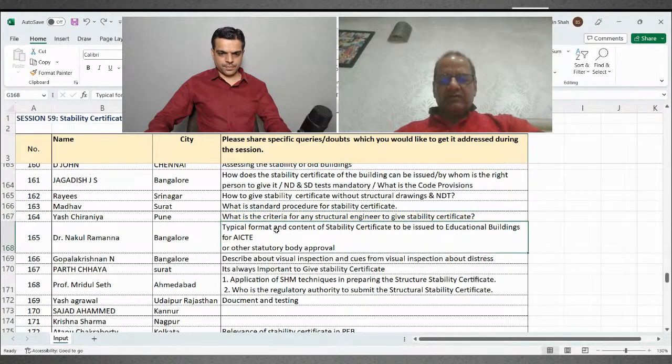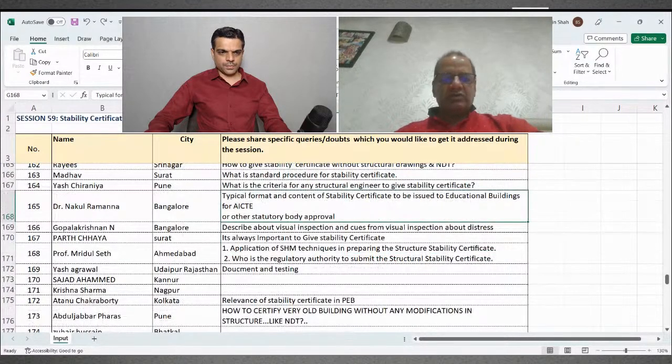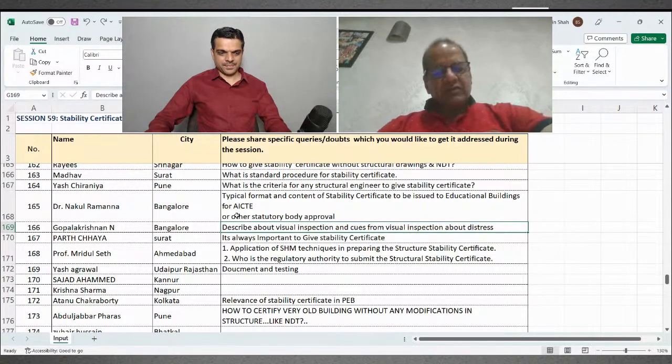Typical format and content of stability certificate to be issued to educational buildings for AICTE. For any building, if it is an educational building, then it should comply with the requirements of the code for educational buildings. Probably AICTE must have asked for a stability certificate form. Any structural engineer can give it, provided authentic design documents are available and have been checked.